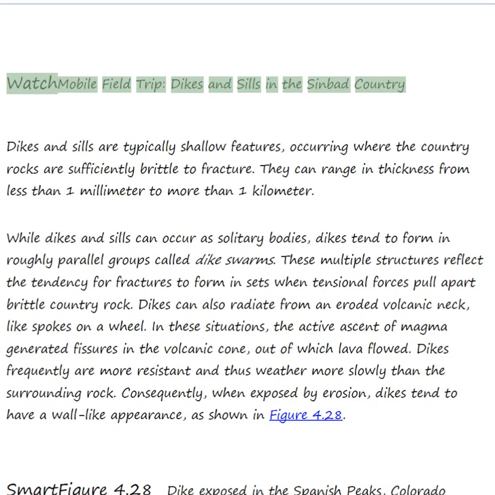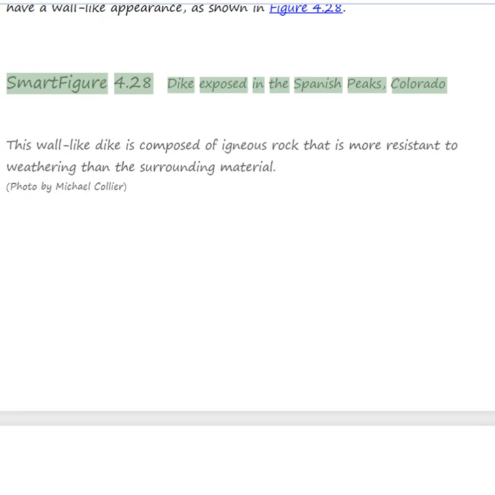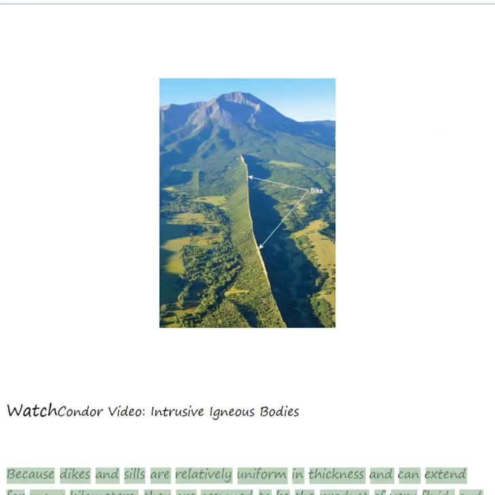Watch Mobile Field Trip, Dikes and Sills in the Sinbad Country. Smart Figure 4.28 Dike exposed in the Spanish Peaks, Colorado. Because dikes and sills are relatively uniform in thickness and can extend for many kilometers, they are assumed to be the product of very fluid, and therefore mobile, magmas.